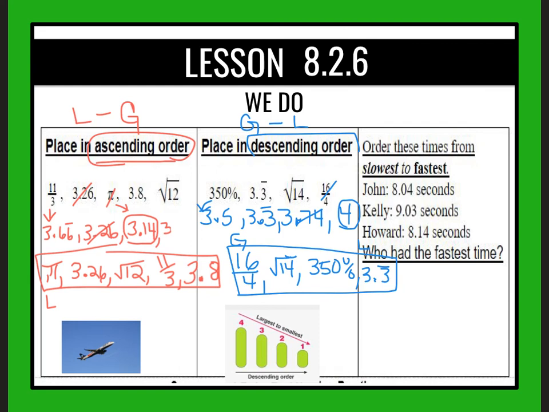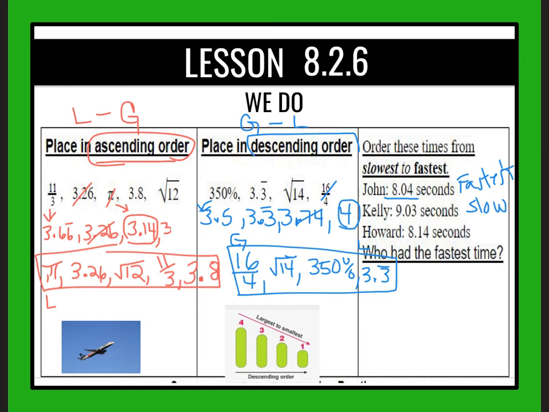Well, John ran his race in 8.04 seconds. So he came in the fastest. And who was the slowest? By looking at these times, I can see the slowest was Kelly, okay? And Howard fell in the middle. So when I am ordering time based on speed, okay, your lesser value time is your fastest time.